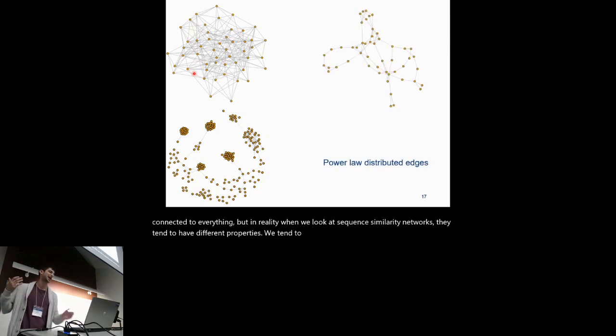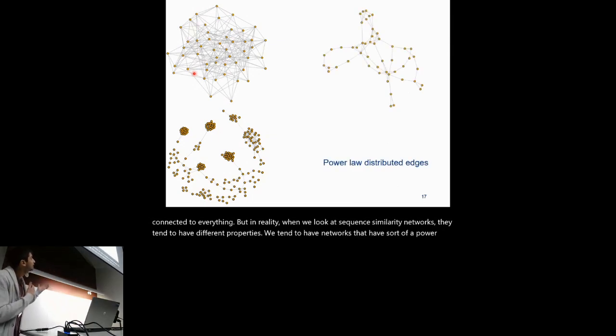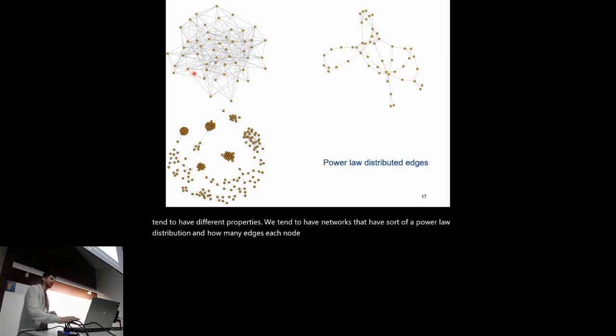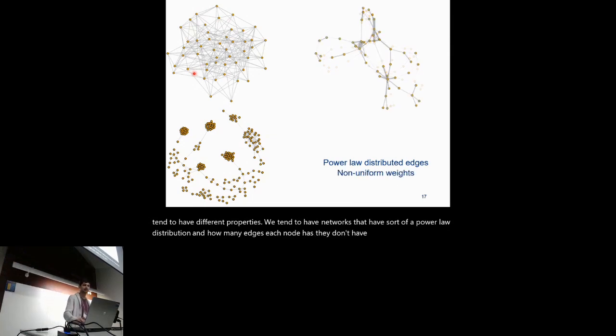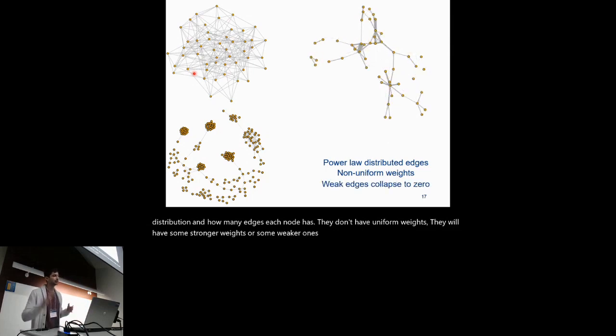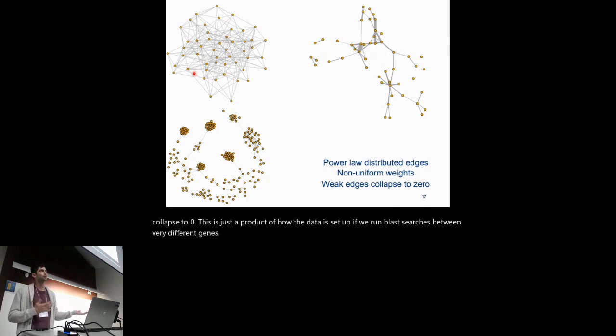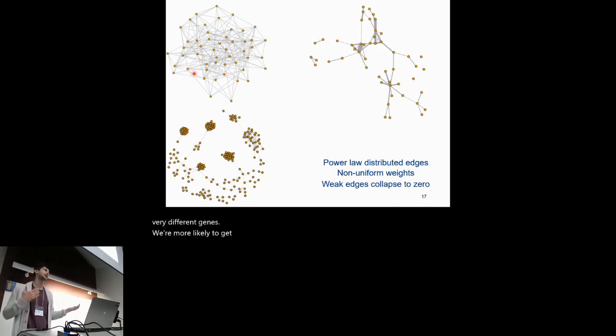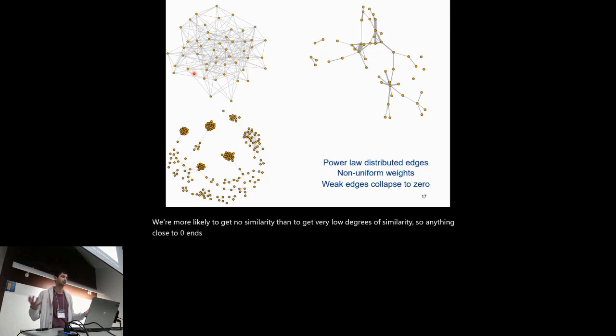But in reality, when we look at sequence similarity networks, they tend to have different properties. We tend to have networks that have sort of a power law distribution in how many edges each node has. They don't have uniform weights. They will have some stronger weights or some weaker ones. And critically, we'll have weak edges collapse to zero. This is just a product of how the data is set up. If we run BLAST searches between very different genes, we're more likely to get no similarity than to get very low degrees of similarity. So anything close to zero ends up just becoming zero.